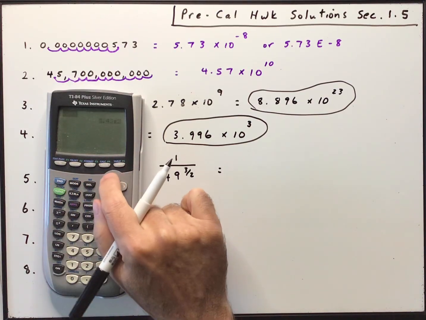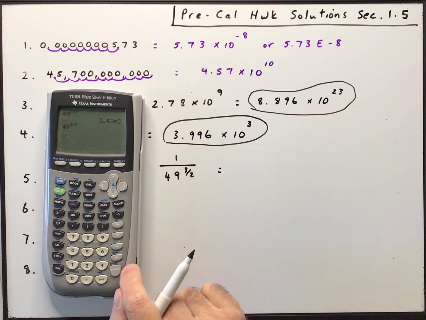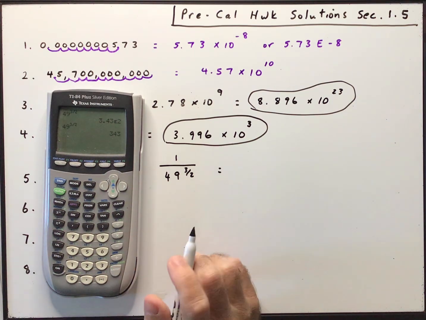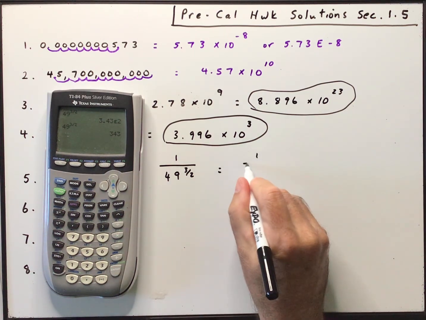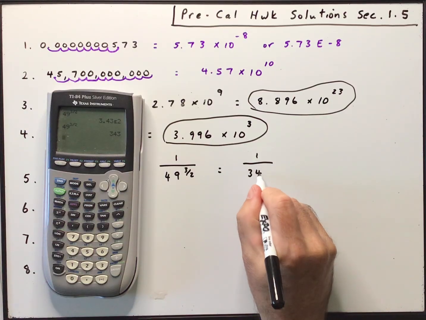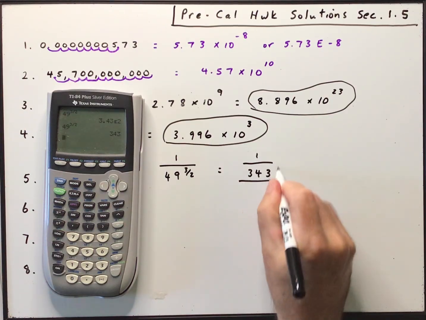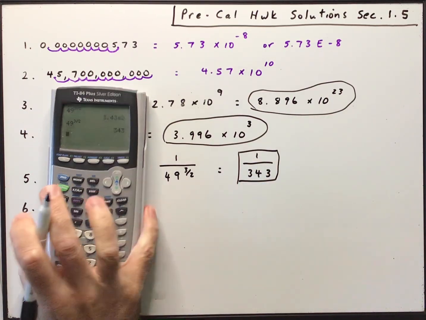All right, and then 49 to the 3/2 is 343. So 1 over 343. That's how I would want you to express this on a test.